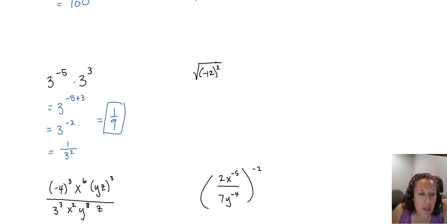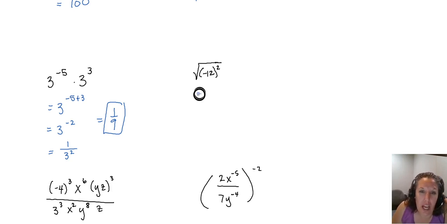There's a couple of different paths that you can take, but they're all going to end up in the same place. All right, our next example, we have the square root of -12 in parentheses squared, all underneath that square root. So just a little reminder here, the square root and the square are not going to directly cancel out. We always want to work inside out.